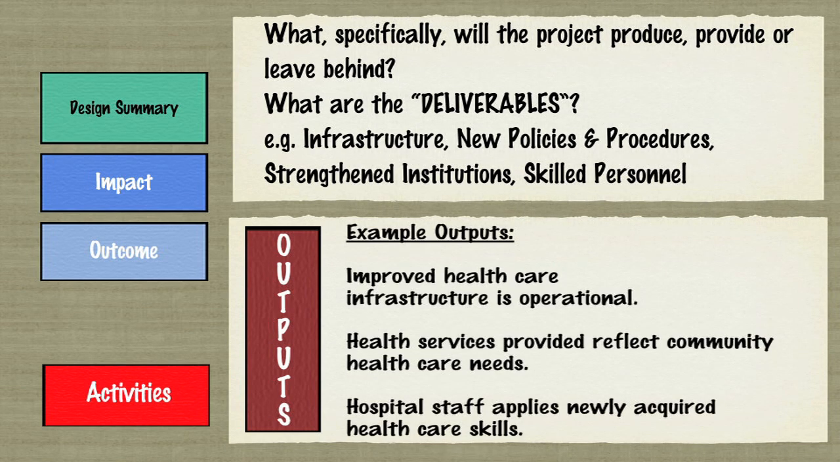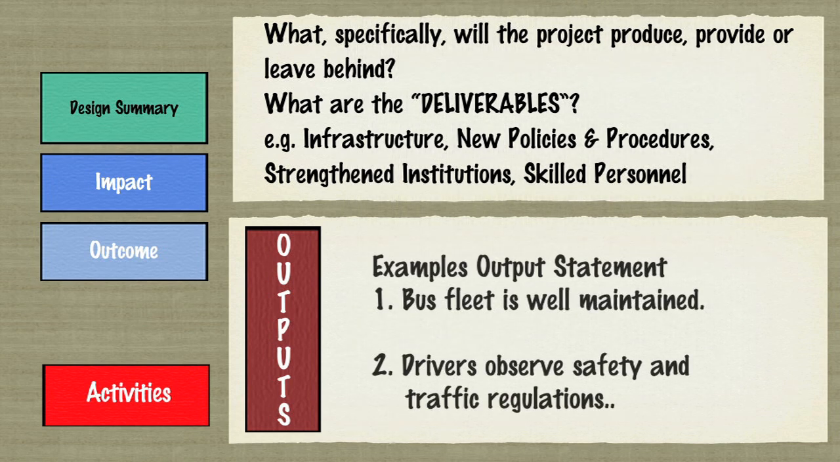Example outputs. Improved healthcare infrastructure is operational. Health services provided reflect community healthcare needs. Hospital staff applies newly acquired healthcare skills. In our earlier example, the two outputs are: bus fleet is well maintained. Drivers observe safety and traffic regulations.